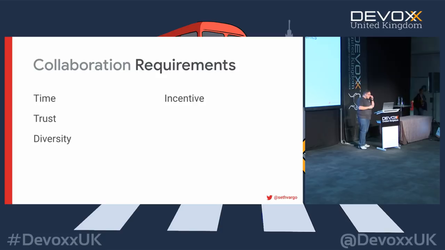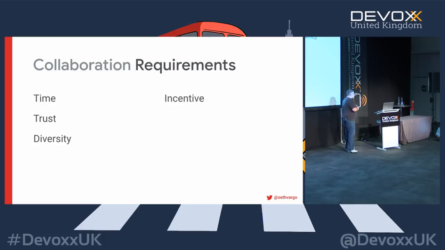And then the second to last collaboration requirement is incentive. There actually has to be incentive to collaborate. This can be monetary incentive. This can be that you're going to improve the business, you're going to get a peer bonus, you're going to get recognition, or it could be some altruistic incentive. You're going to change the world, you're going to help someone else better themselves.